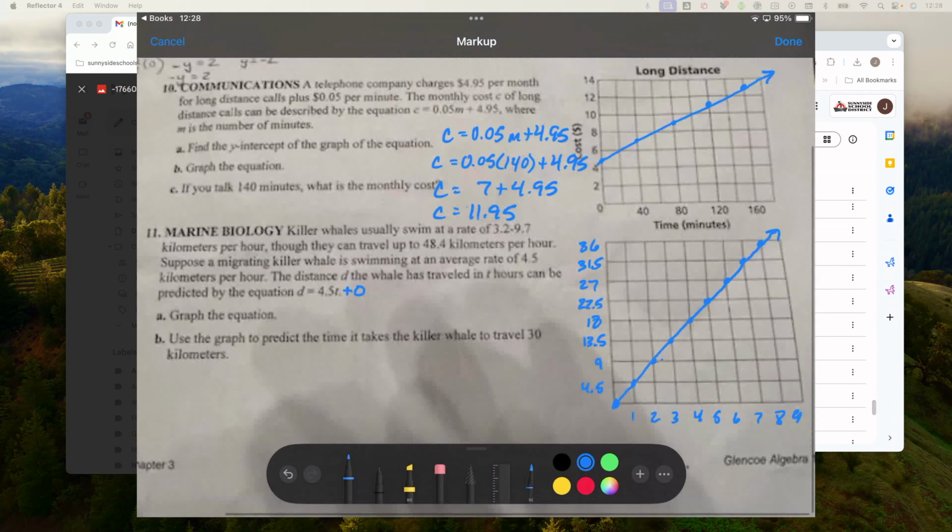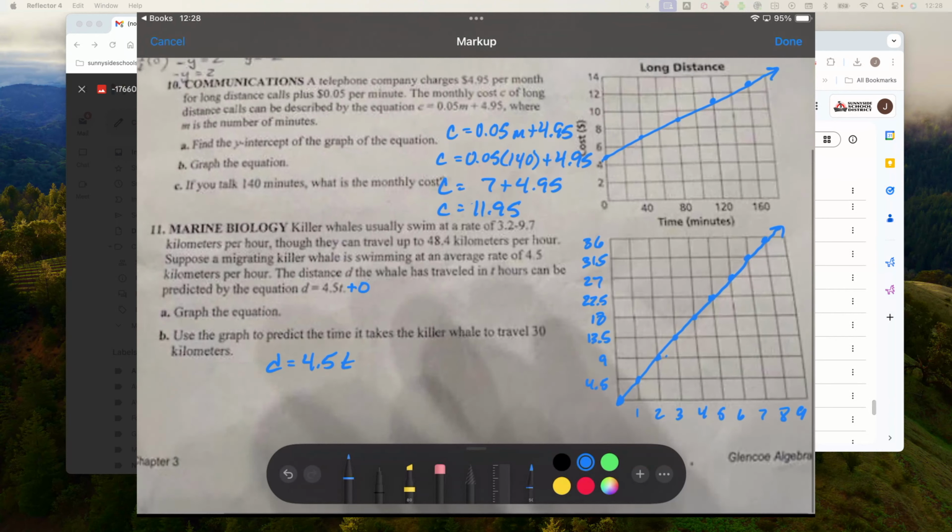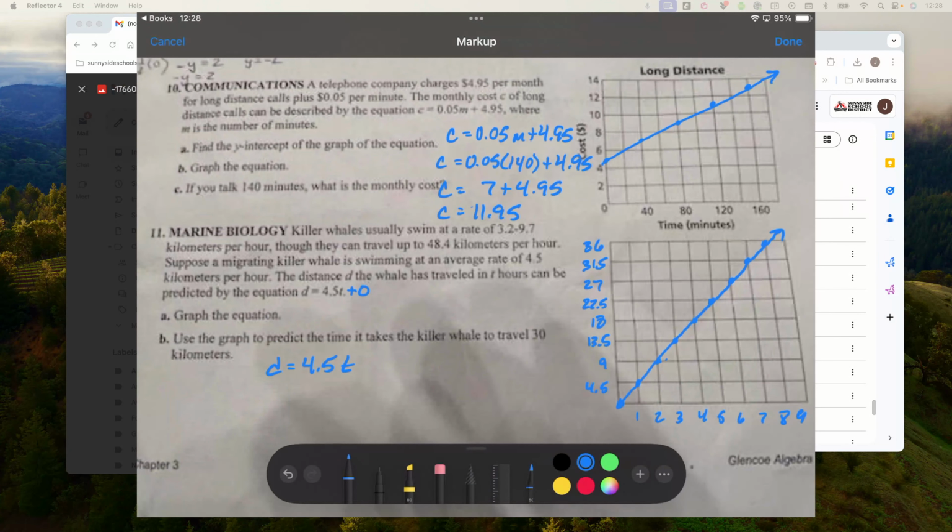And then it says use the graph to predict the time it will take the whale to travel 30 kilometers. That's the stupidest thing I've ever seen. Why would I use the graph to do that when my graph only goes up to 9? I would use the equation. D equals 4.5t. The distance in this case would be 30 kilometers. So the distance is 30.